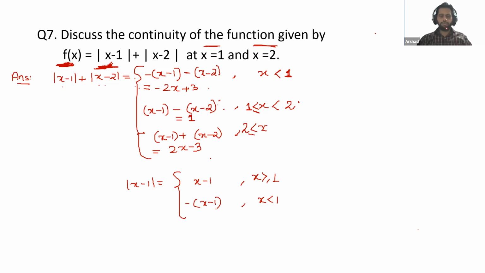Sorry, Abdur, you are not audible. Then Abdur, can you define this mod of x? Abdur, you are not audible. Mod of x, how can we define this mod?